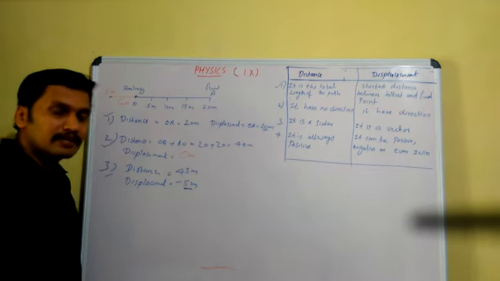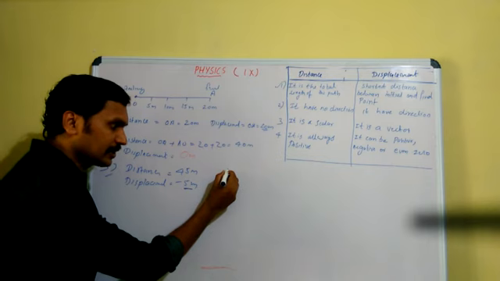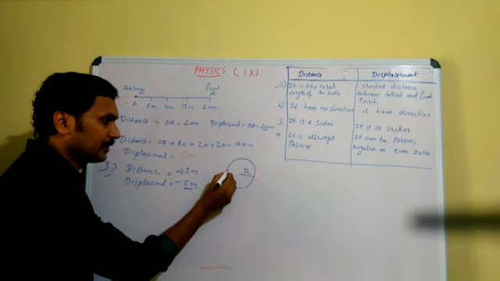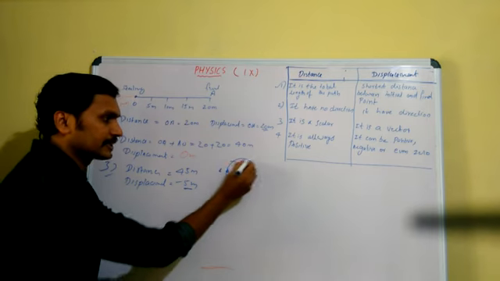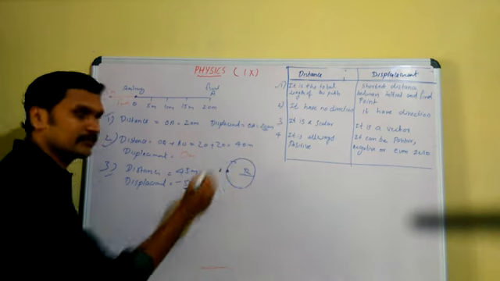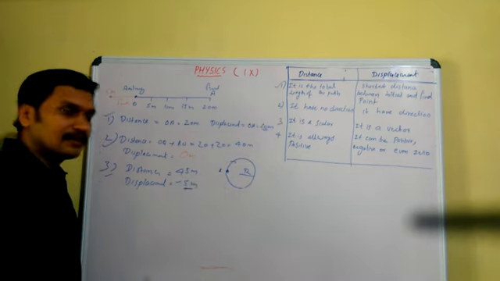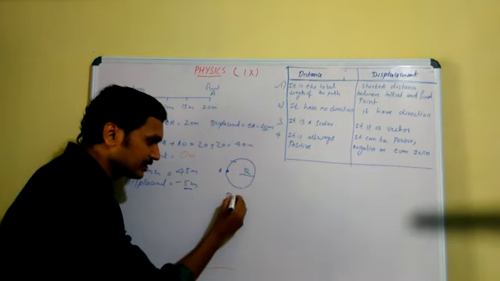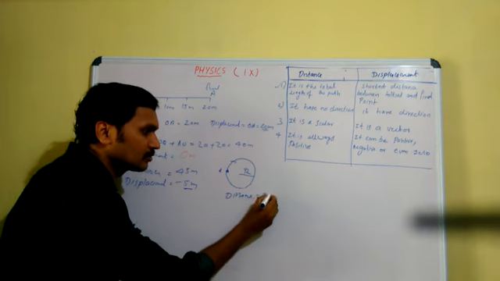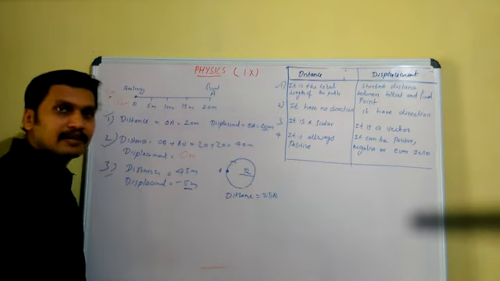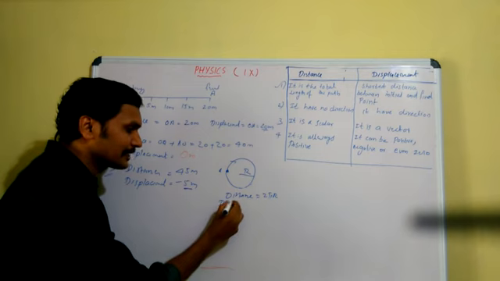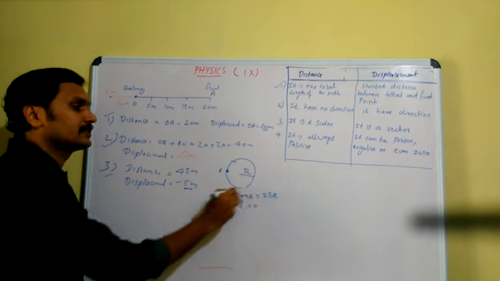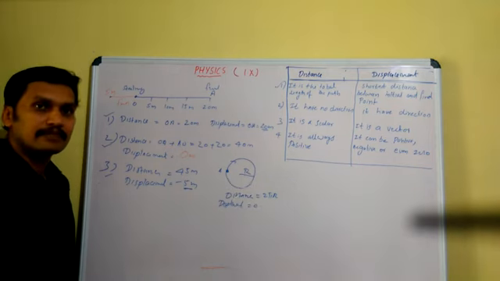An example for zero displacement: if an object is traveling through a circular path of radius r, its starting point is here, and it moves through the circular path and reaches here itself. What is the distance? Distance is the circumference of the circle, that is 2 pi r. What is the displacement? Displacement is equal to 0. Why? Because this is the starting point and it reached here itself, so there is no displacement.